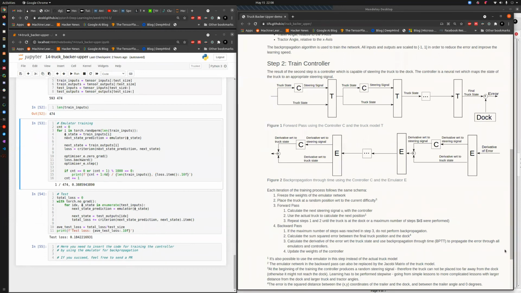So the gradients computed have to go through the emulator, and we feed back, basically, if you imagine this backward pass, what comes out of the emulator backward pass goes to the controller. I don't know, does it make sense?